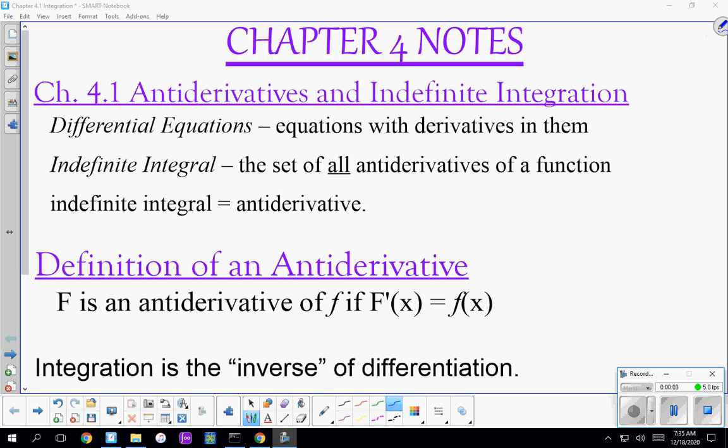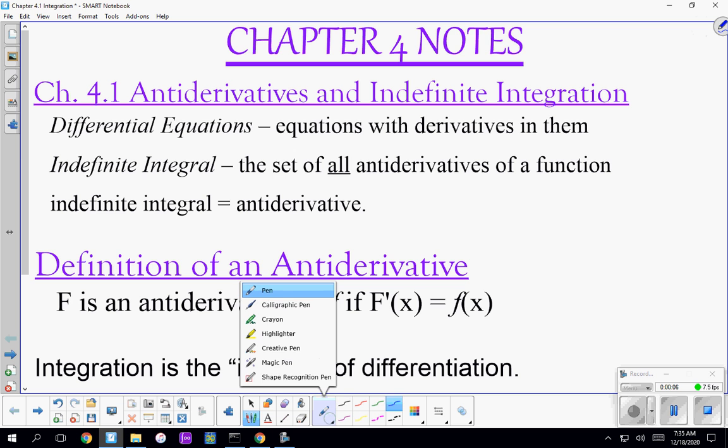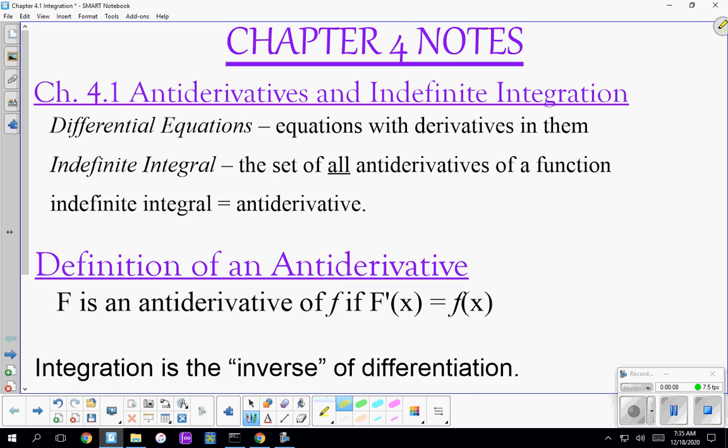In this video, we're going to look at the process of anti-differentiation. Again, we hear the prefix anti. It just means the opposite of the derivative. So we call that the integral. This word differential equation is just an equation that has a derivative in it. It could be in terms of a derivative, but that's what a differential equation is.